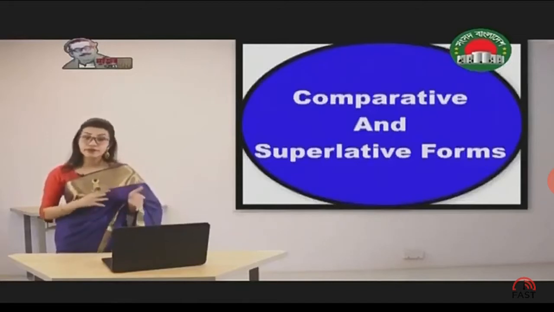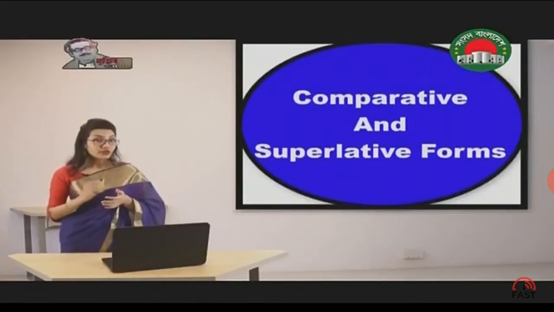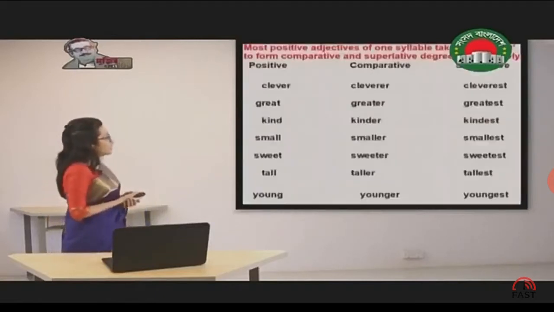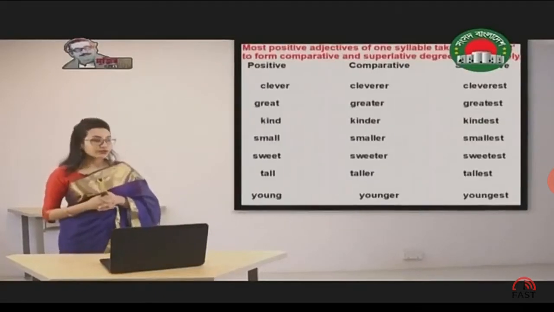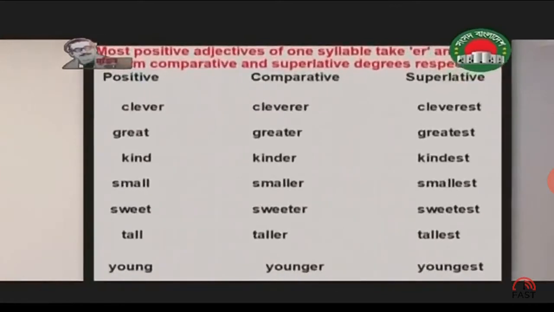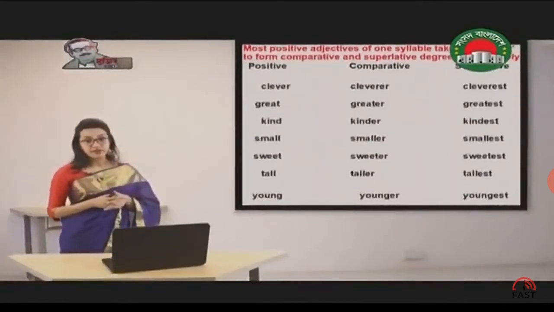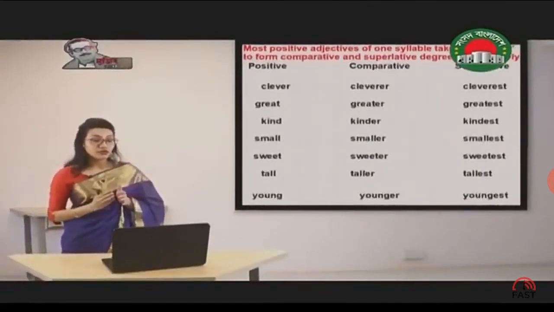We can form comparative and superlative degree. There is a rule for that. Let's look at them. Now this is the first rule. Most positive adjectives of one syllable take ER and EST to form comparative and superlative degrees respectively. So this is the general rule.